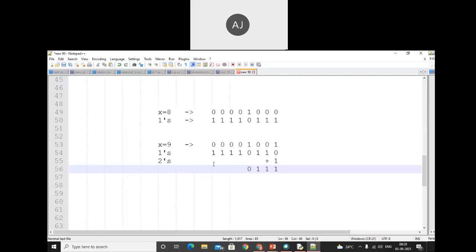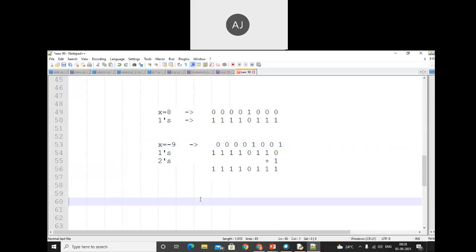So for better understanding, assume 0 0 0 0 here. So 0 plus 1 we get 1, 1 plus 0 we get 1, 1 plus 0 we get 1, 0 plus 0 we get 0, 1 plus 0 we get 1, 1, 1. This is the two's complement of what? 9. That means this is the negative number. How? Because the first bit is minus. So we will write the minus.